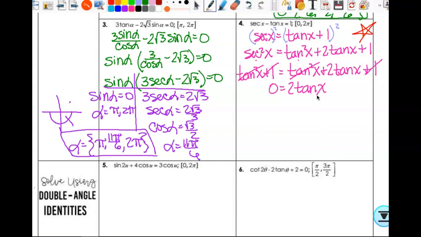So then I can divide both sides by 2, and that gives me that tangent x is equal to 0. I'm going from 0 to 2 pi, the whole thing. So when is tangent 0? 0, pi, and 2 pi. So 0, pi, and 2 pi. But I am not ready to box my answer because here's why we put that star up there.